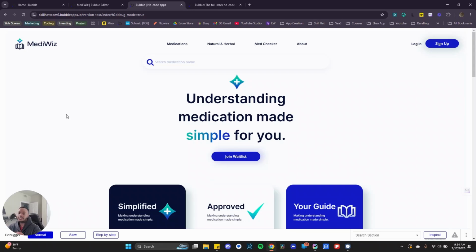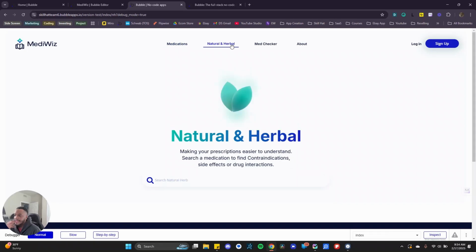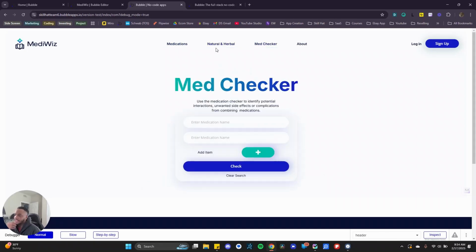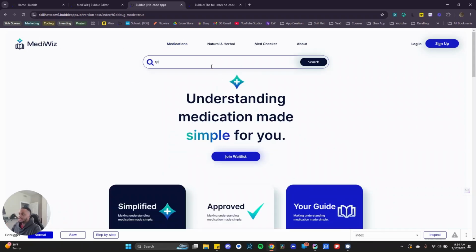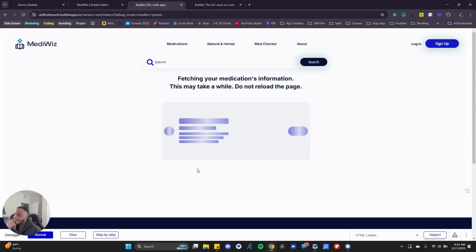Now, the thing about MediWiz is that it is built completely on AI. Mostly everything on there, right? All the functions are AI functions, from the med checker to natural, herbal, medication. But the one thing that caused a lot of problems. Let me say it didn't cause problems, but I knew it would be a problem if we launched this app, is that I needed to run the AI multiple times. And I'm gonna show you what I mean.